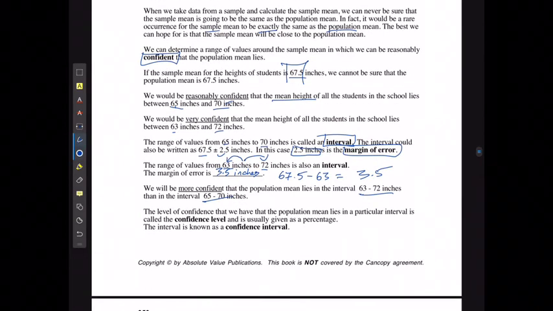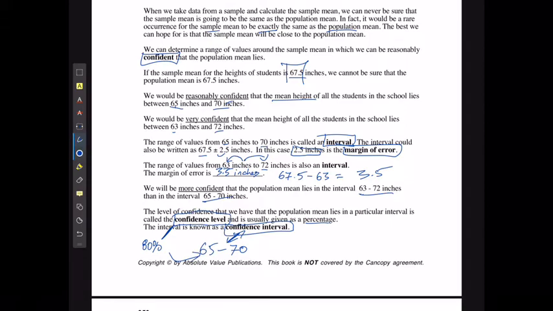The level of confidence that we have that the population mean lies in a particular interval is called the confidence level, and is usually given as a percentage. The interval is the confidence interval. So if I'm asking what the confidence interval would be for these cases, it would be like 65 to 70. That's the confidence interval, or the range of data that I'm looking at. If I said that I am 80% positive that this is correct, the confidence level would be 80% likelihood that the data is going to exist in between these values.